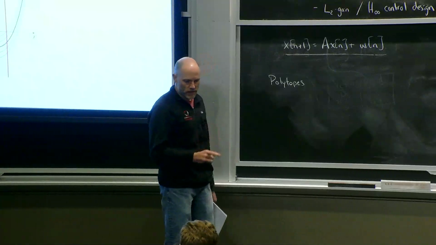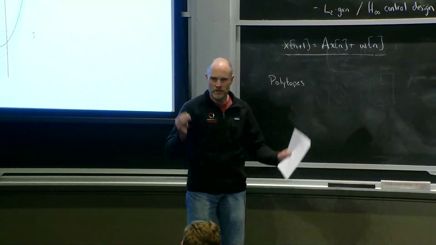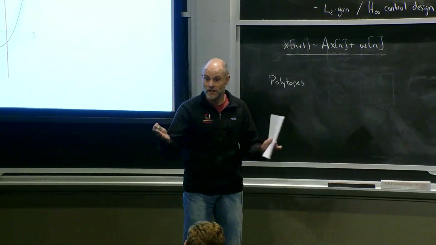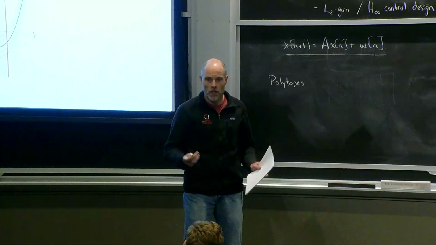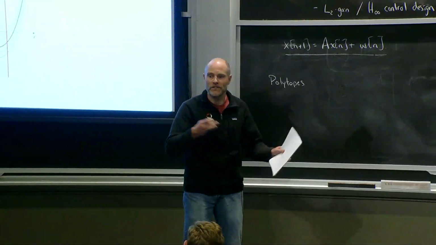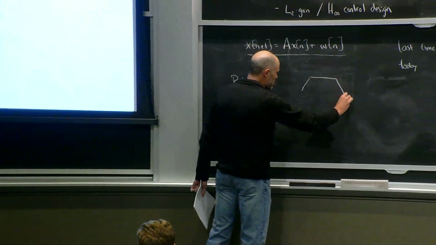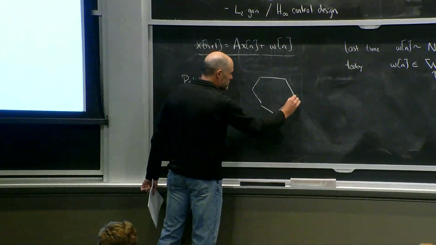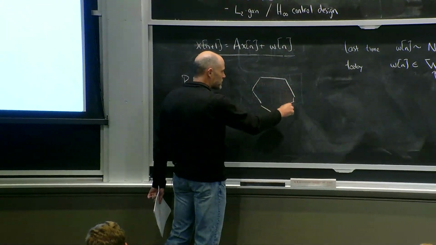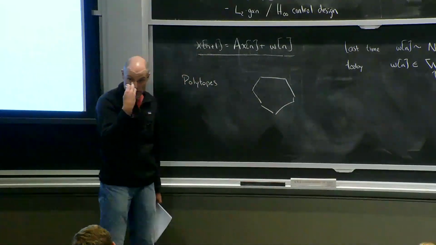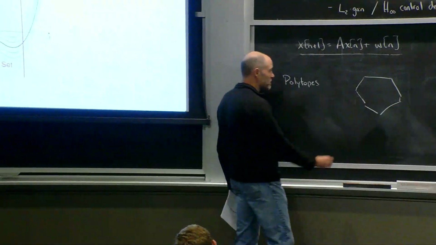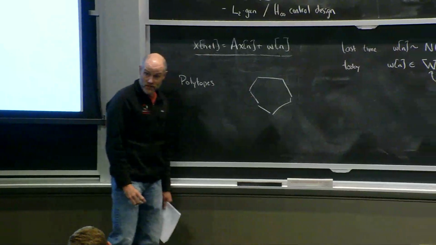Just to get the language right, a polyhedron is a set that's defined by linear inequalities. A polytope is a bounded polyhedron. So this is what you think of as something where the boundaries are set by linear constraints. It's the intersection of a bunch of linear constraints. So we're going to be talking about convex things here today.